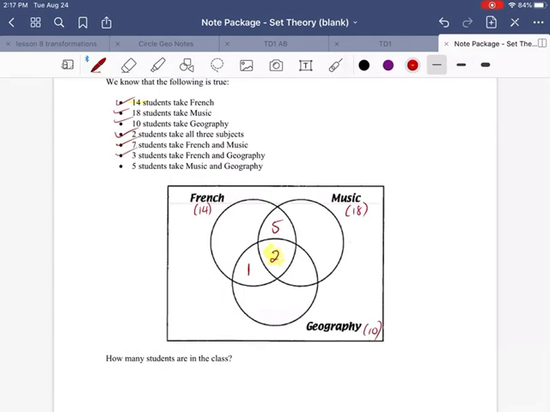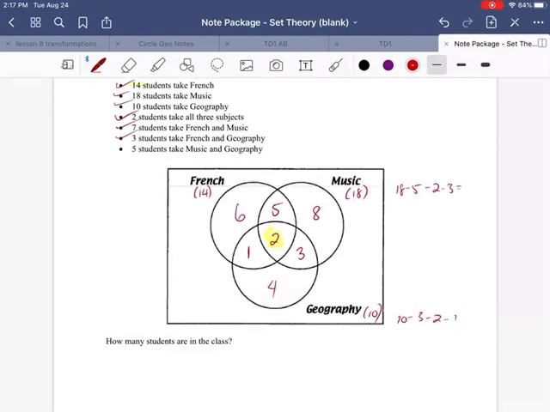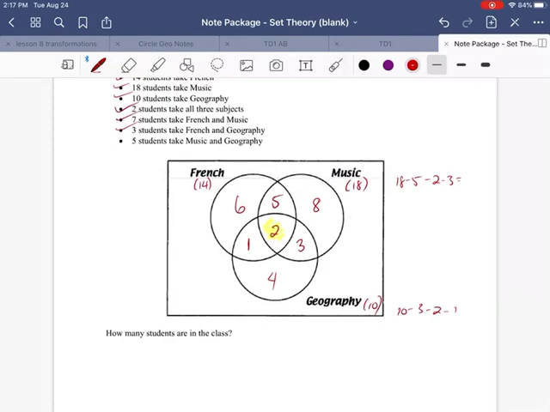And 5 students take music and geography. Same argument. We got to go 5 minus that center 2, which leaves us with 3. Can we fill out the rest of this? Yes, we can. So we're going to go 18 minus 5 minus 2 minus 3 leaves us with 8 here. And same argument, 10 minus 3 minus 2 minus 1 leaves us with 4 here. And 14 minus 5, 2, and 1 leave us with 6. So how many students are in the class? If you add up all the numbers, you're going to get 29 students.